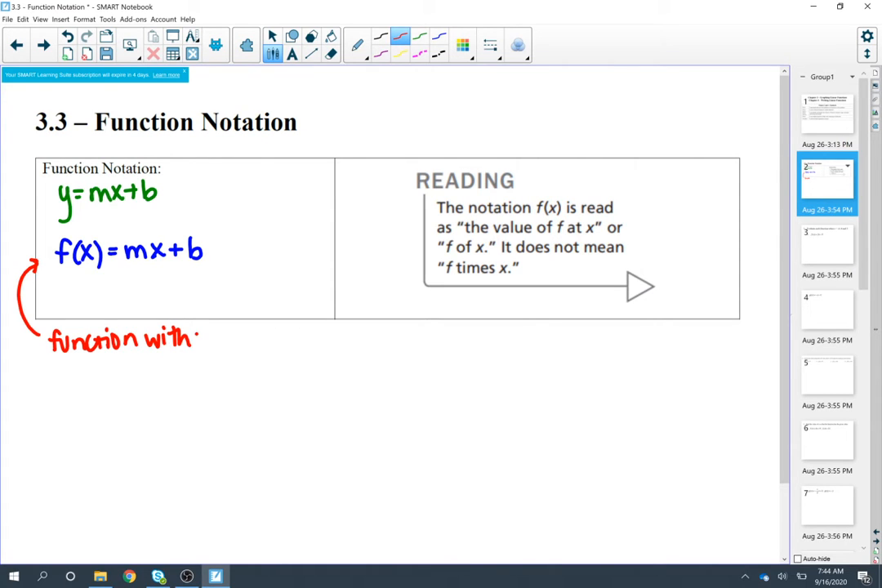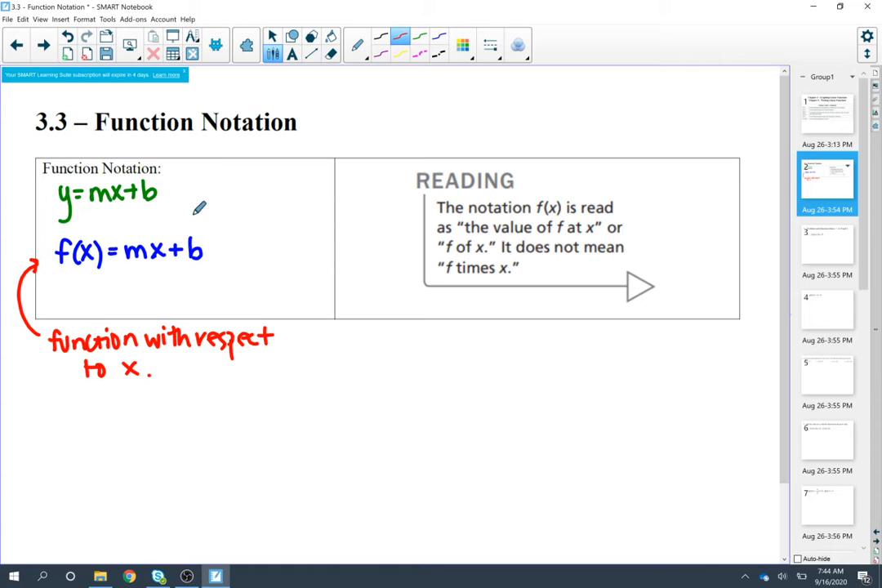with respect to x. Now, specifically, if we have f of x, which is saying it's a function, it has to be a function. For each input, there has to be exactly one output. It has to pass the vertical line test.